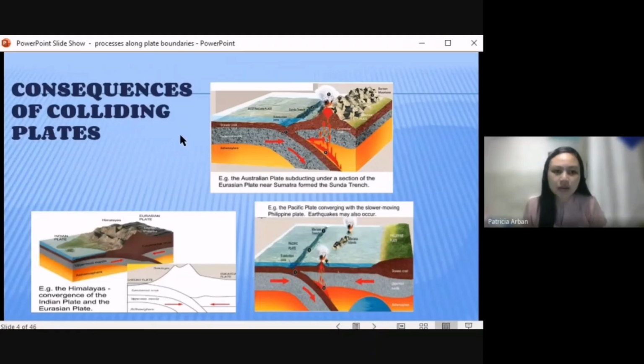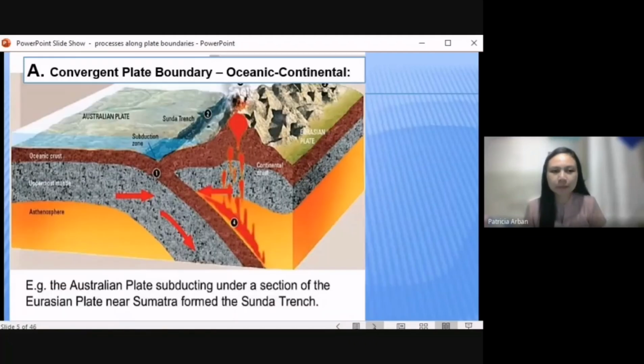Now, convergent plate boundaries have three consequences. As you can see here in the picture, it is because of the types of crust involved. That is why we have consequences in colliding plates. So we will discuss that one by one. The first consequence or type of convergent plate boundary is oceanic continental convergence. As we can notice, it is oceanic and continental crusts which are involved in this convergence.